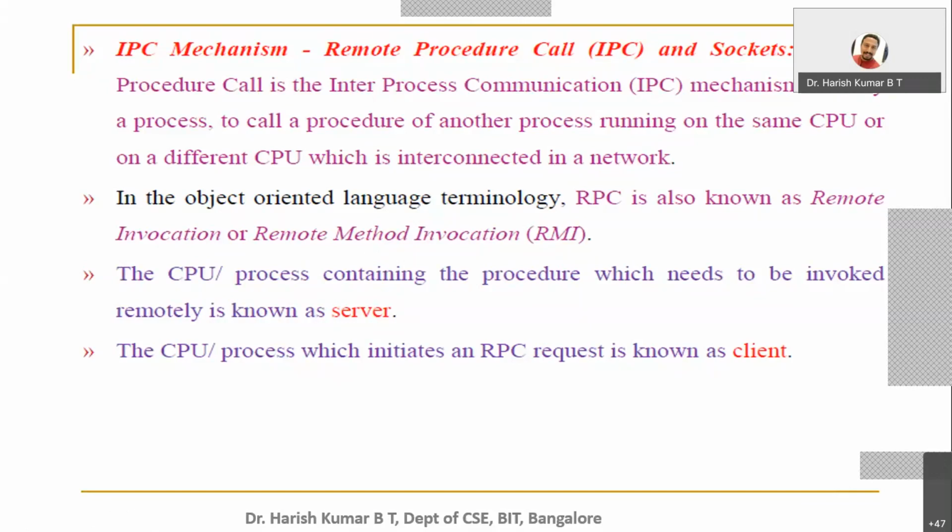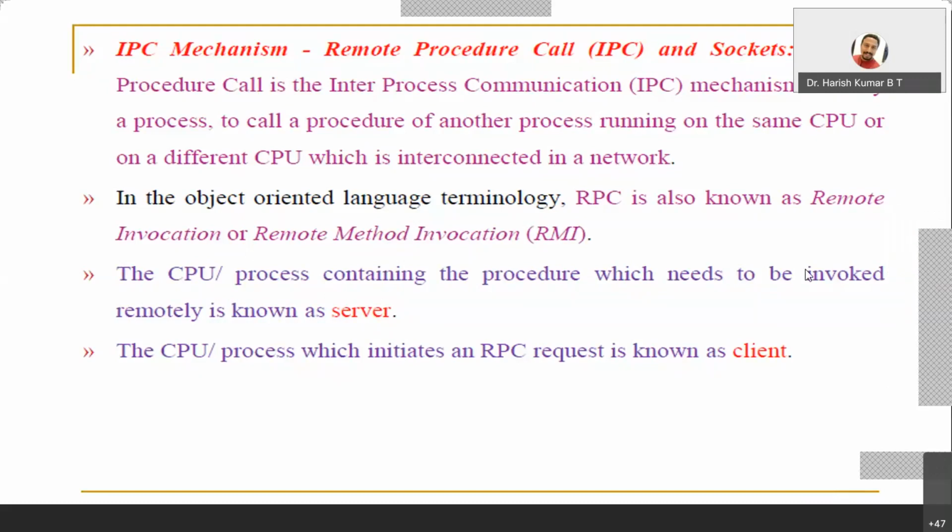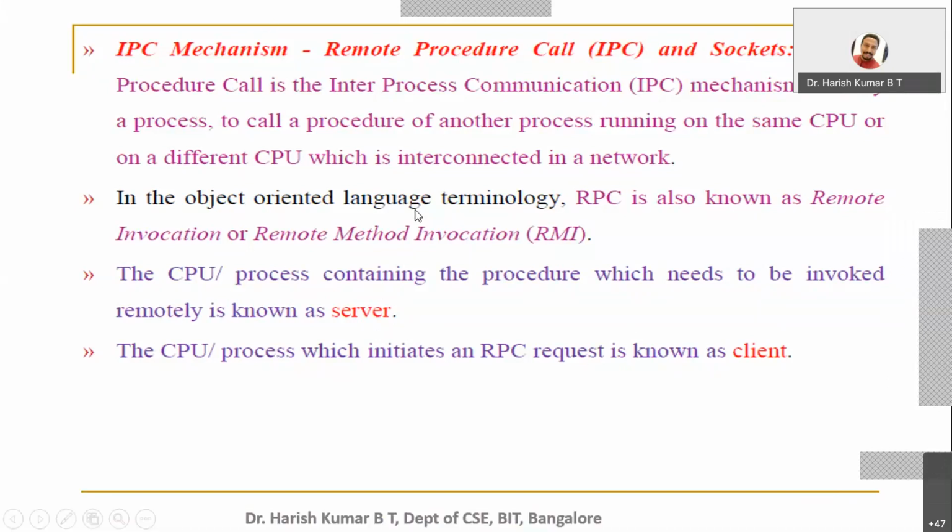Now, the process or the CPU that contains the procedure that needs to be invoked, we call it a server. Because that process has the procedure or the function that needs to be called, we call it a server process. And the process which initiates the RPC request, we call it a client. So that is the simple thing. This is the third form of IPC mechanism, remote procedure call.